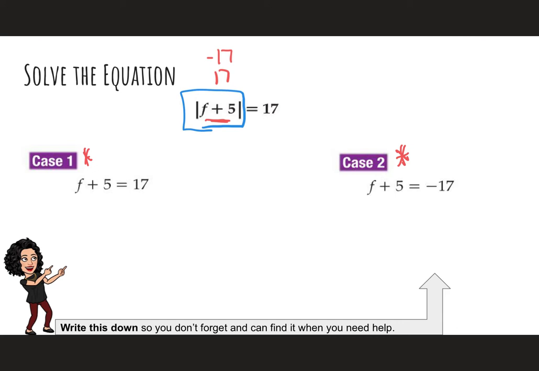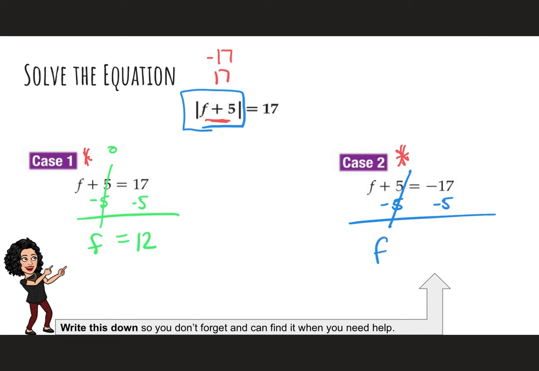So I'm going to do the inverse operation to isolate f. So f has to equal 12 and f has to equal negative 22. So let's see how that works.